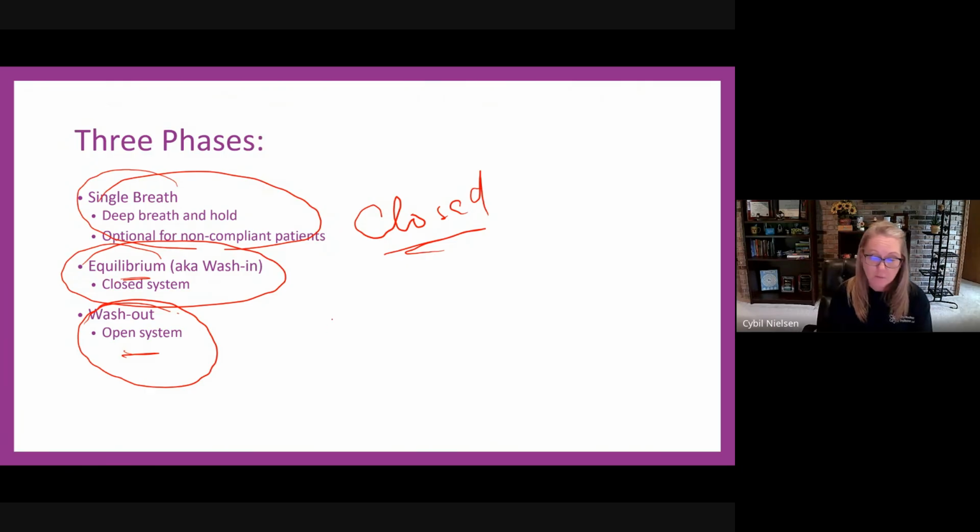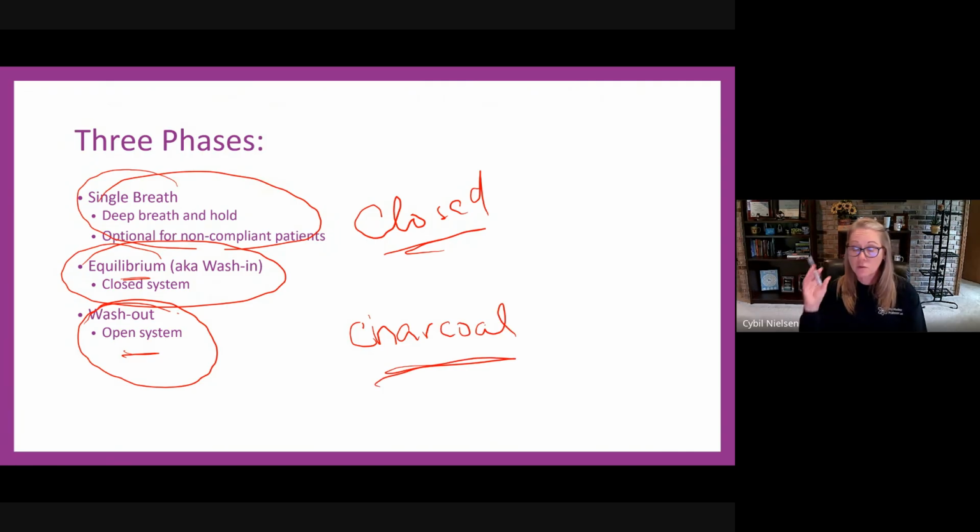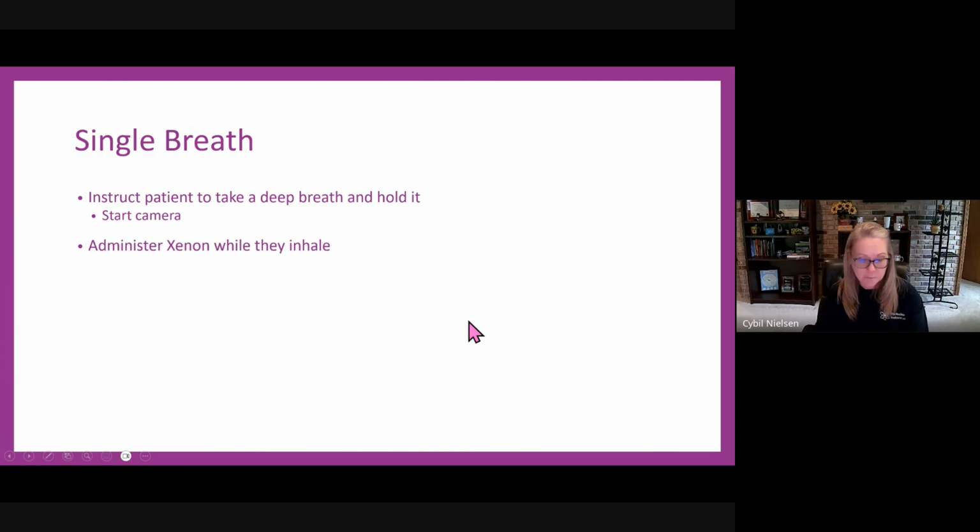And the trap, what's the trap made of? Do you remember? Does xenon bond to anything? Charcoal trap. So the charcoal and the xenon form a chemical bond. As the patient is exhaling through the charcoal, it traps the xenon, and so it doesn't go into the atmosphere.